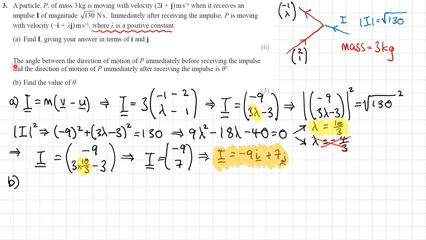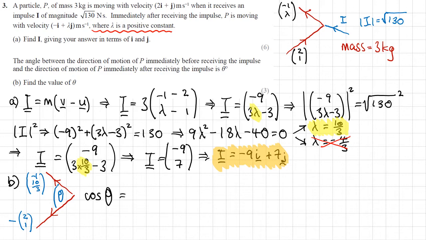Now, the angle between the direction of motion of P immediately before receiving the impulse and the direction of motion of P immediately after receiving the impulse is theta. Find the value of theta. Okay, so here's my diagram. The easiest way I think of doing it is by using a dot product. Now, when we do the dot product, we want both vectors facing away from the vertex of the angle. So I want to reverse the direction of the (2, 1). I basically want it going this way. So I'm just going to use the negative of that, so (-2, -1) in a dot product.